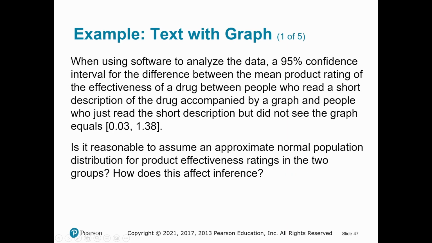All right. Is it reasonable to assume an approximate normal population distribution for product effectiveness ratings in the two groups? How does this affect the inference? Well, that's where the Shapiro-Wilk test comes in. That's not the only test in the world for normality. There are more powerful tests than the Shapiro-Wilk test under a variety of alternative hypotheses. But to the best of my knowledge, the Shapiro-Wilk test is the most popular.